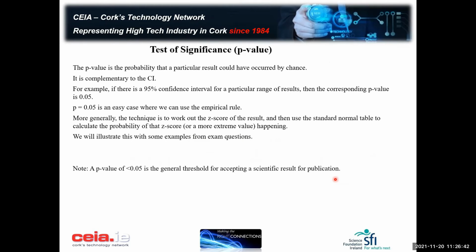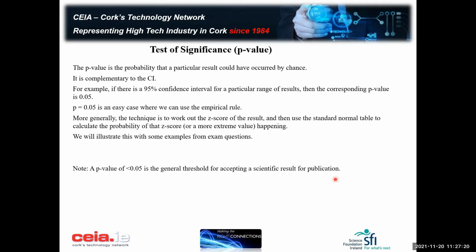Now, the other thing you'll be asked is significance tests, or to work out a p-value. A p-value is the probability that a result, or a result as bad or worse than what you have, could have occurred by chance. And it corresponds somewhat to the confidence interval. So if you have a 95% confidence interval, that corresponds to a p-value of 0.05.